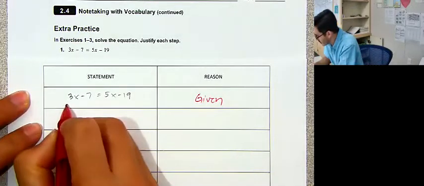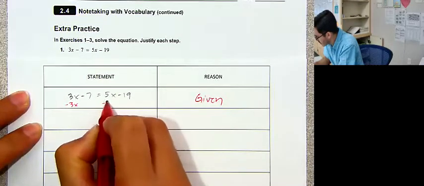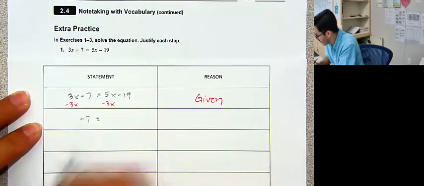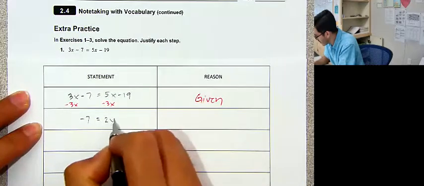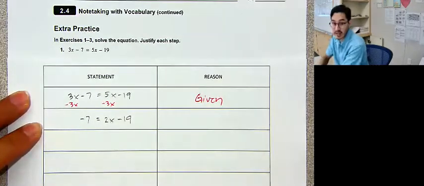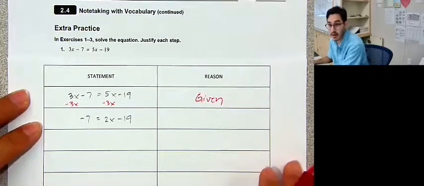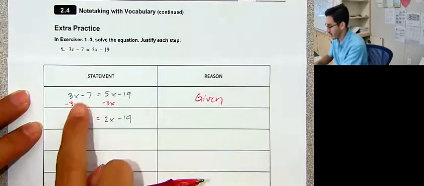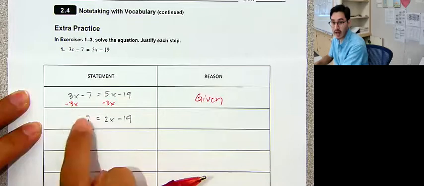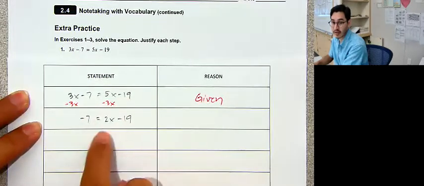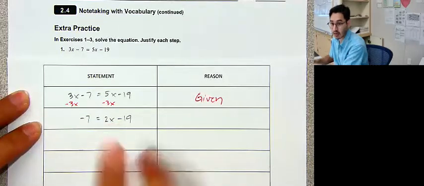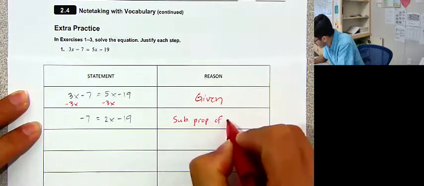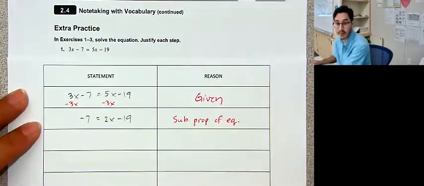So I might do something like this, right? Subtract 3x from both sides. And so we'll have negative 7 on the left-hand side, and we'll have 2x minus 19 on the right-hand side. Okay. So the property that I use there is called the subtraction property of equality. If I start with 2 expressions that are equal, and I subtract the same amount from both expressions, then the result is still going to be 2 equal expressions.